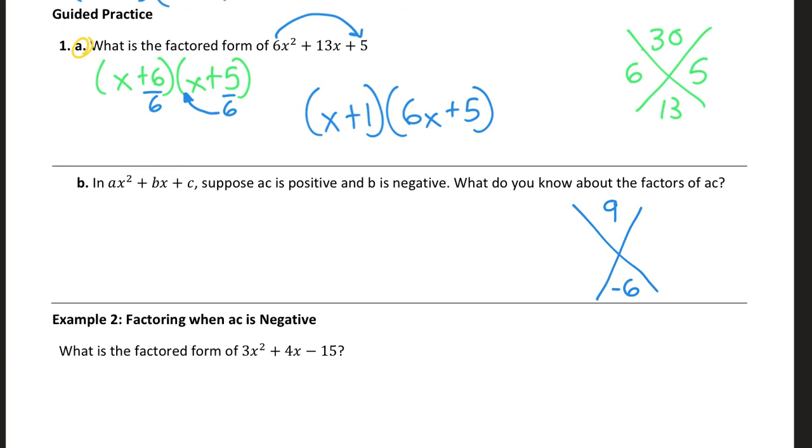What do I know about the factors of AC? Each factor must be negative. And the reason each factor must be negative is because I'm trying to find 2 numbers that multiply to be 9, so they have to be the same sign. They either have to both be positive or both be negative. But I'm also trying to find numbers that add to be negative 6. So if I have 2 numbers that need to be the same sign, and they add to be a negative, they both have to be negative. And that's what we get into in the next problem, is some of these where the signs change. Not everything's positive. It gets a little more complex.